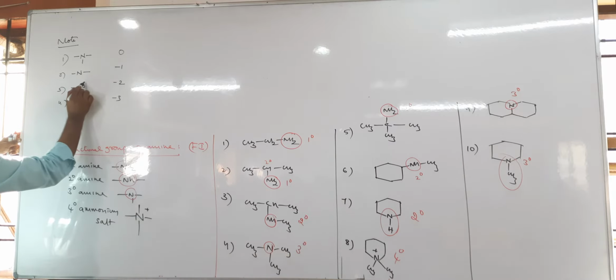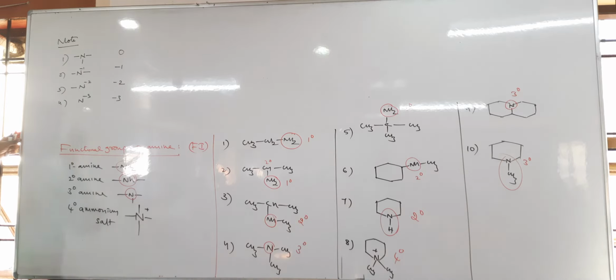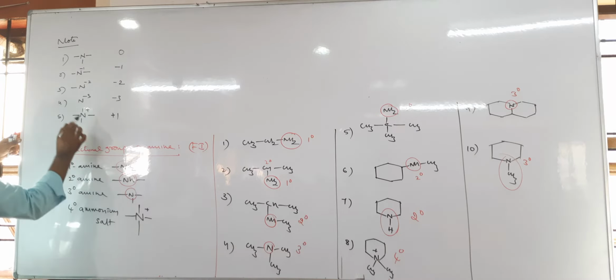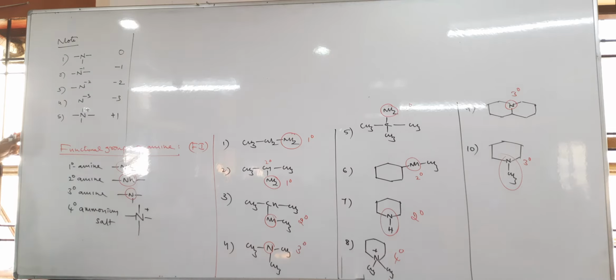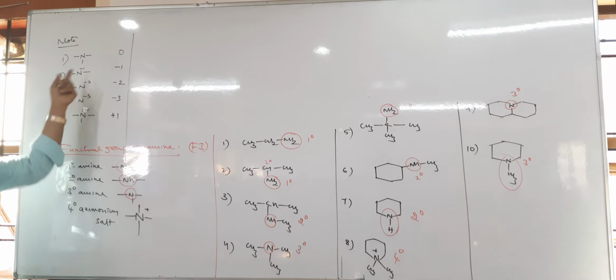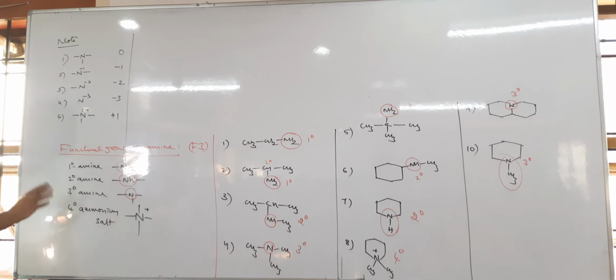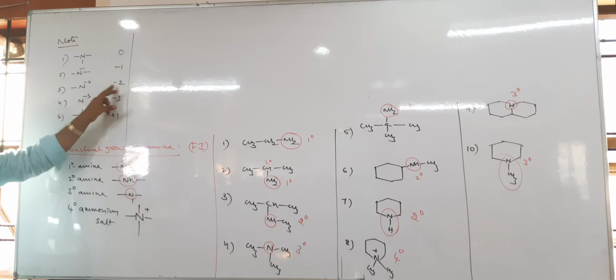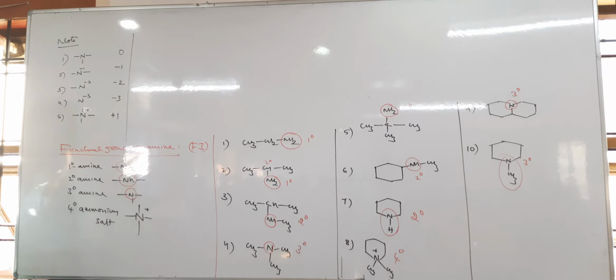Nitride, no? Like this. Next, if nitrogen has 4 bonds, what is the charge? +1. Yes or no? So if the nitrogen has 3 bonds, you should not write any charge, it is neutral, valency 3. If nitrogen has only 2 bonds, -1; 1 bond, -2; no bond, -3, nitride. Then 4 bonds, +1. Similarly, oxygen.